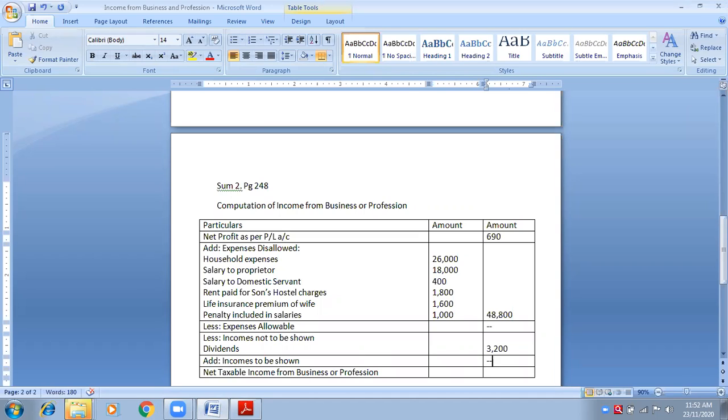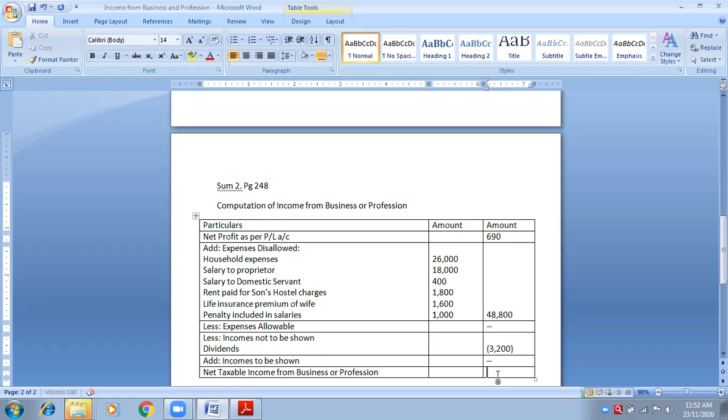Okay. Is it clear, everybody? Now, see. Add expenses disallowed. This amount of 48,800 has to be added. Less incomes not to be shown. 3,200 has to be deducted. Therefore, it has to be shown in the bracket. The amounts that are to be deducted have to be shown in the bracket.